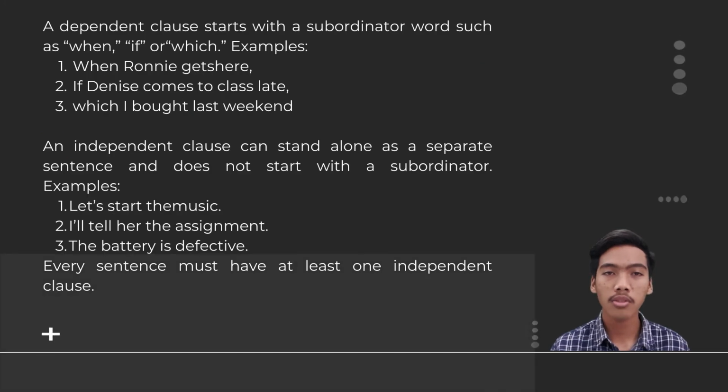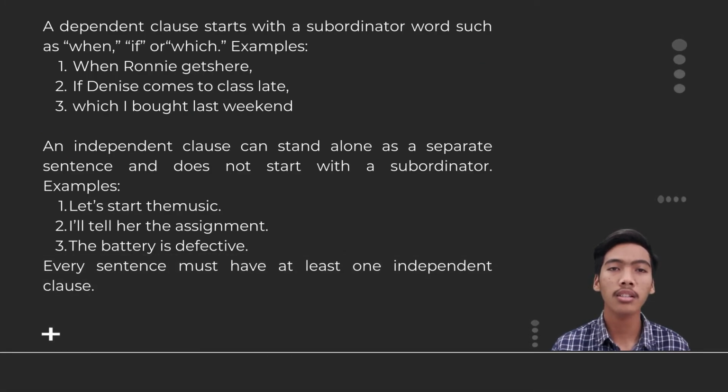A dependent clause starts with a subordinator word such as when, if, or which. Example: number 1. When Ronnie gets here. Number 2. If Dennis comes to class late. Number 3. Which I bought last weekend.